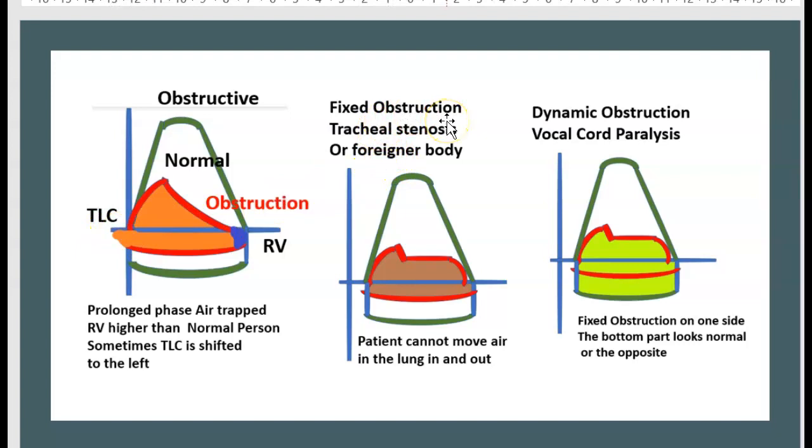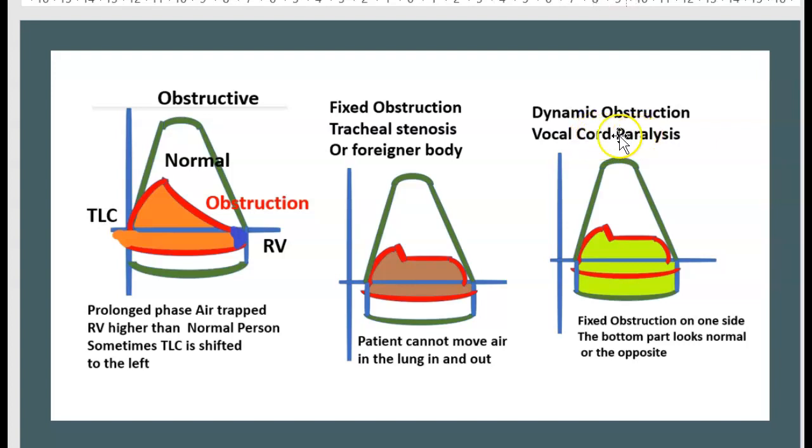Fixed obstruction. Regarding fixed obstruction, it's about tracheal stenosis or foreign body. Patient cannot move air in and out of the lung. Here the inspiration, here the expiration. The green is the normal one.